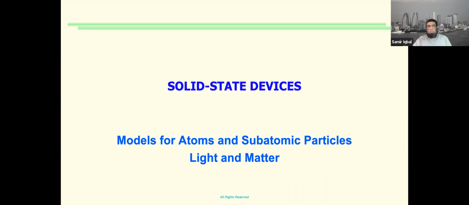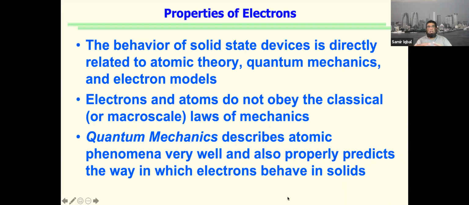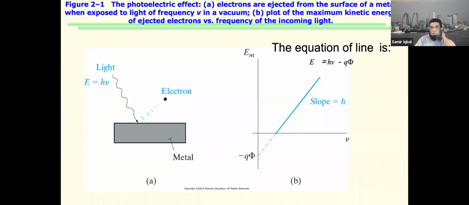But the first experiment that I would like to talk about today is how we relate atomic theory, quantum mechanics, and electron models. And how do we use experimental knowledge to understand the energy of an electron, for example? So a very classical experiment is called the photoelectric effect. Now, what is the photoelectric effect?